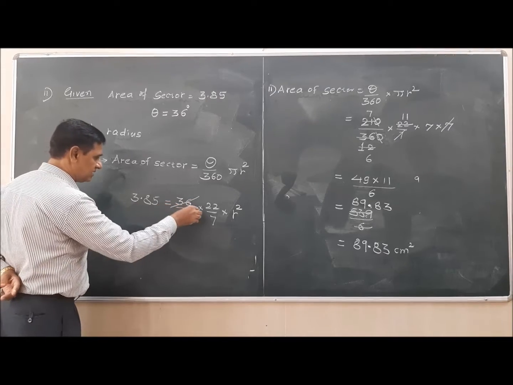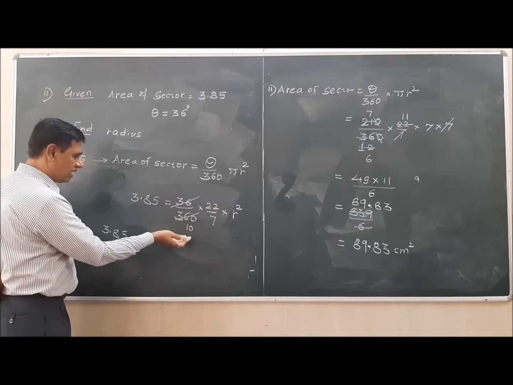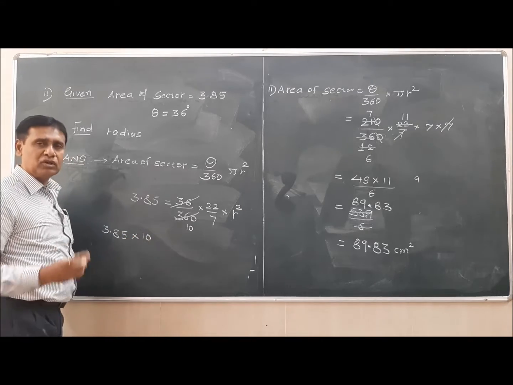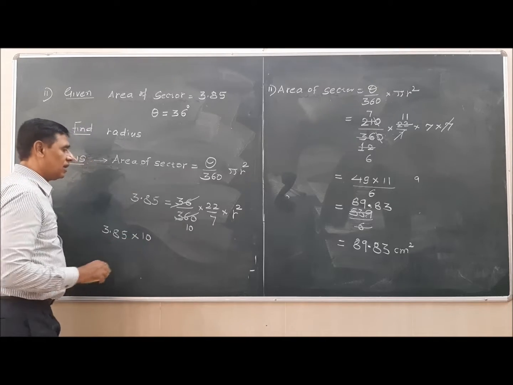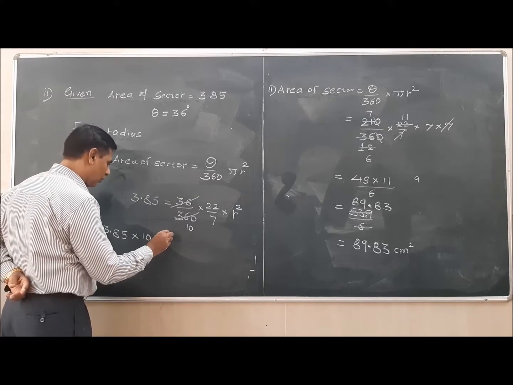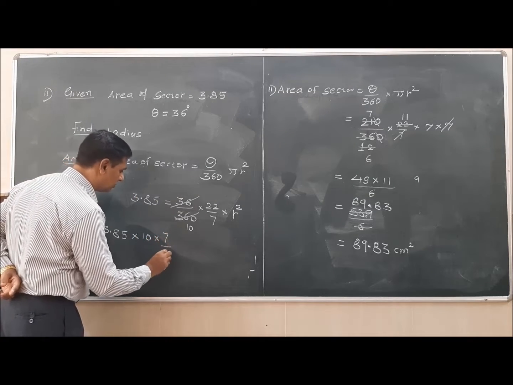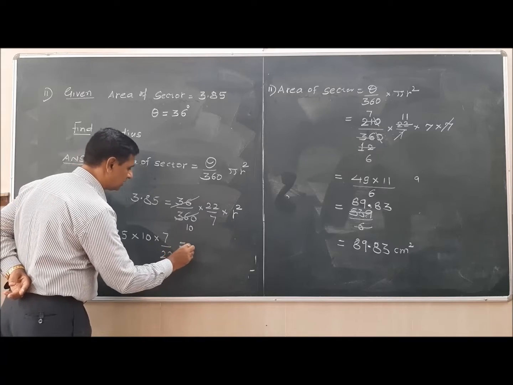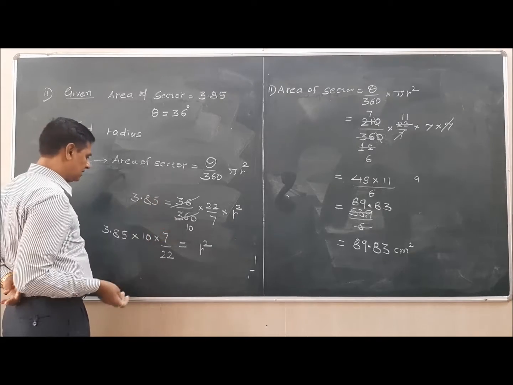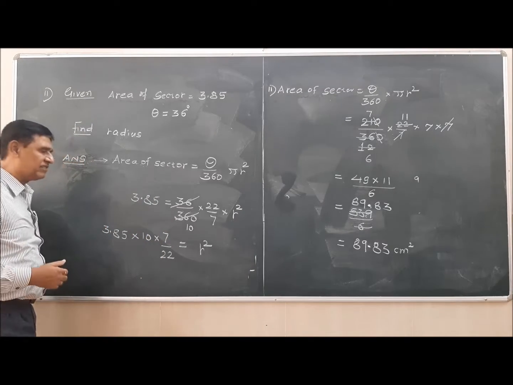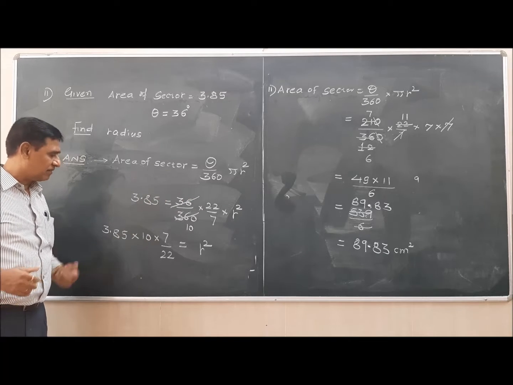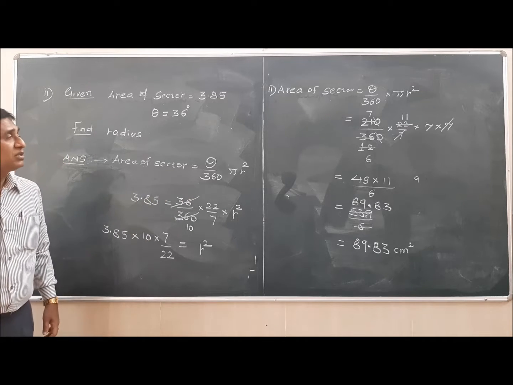Here 36 stays out. So when I transfer this 10, I'll get this 10 in the numerator on the left hand side. Now 22 upon 7 to the left hand side will become 7 upon 22. That is equal to r square. I cancel this 36, it stays out, then I transfer it to the left hand side. I got it as 3.85 into 10. 22 upon 7 is 7 upon 22.